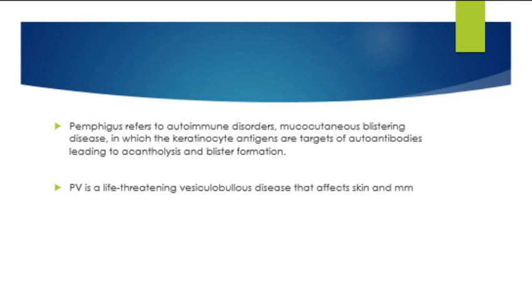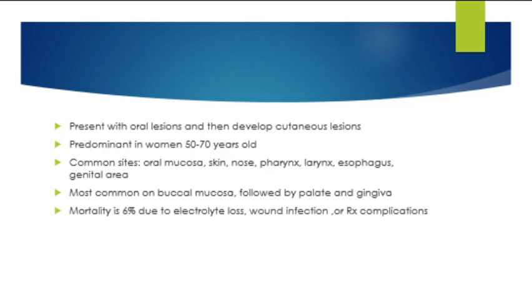Pemphigus refers to autoimmune mucocutaneous blistering disorders, in which the keratinocyte antigens are targets of autoantibodies, leading to acantholysis and blister formation. PV is a life-threatening vesiculobullous disease that affects skin and mucous membranes. Patients present with oral lesions and then develop cutaneous lesions; it predominates in women 50 to 70 years old.